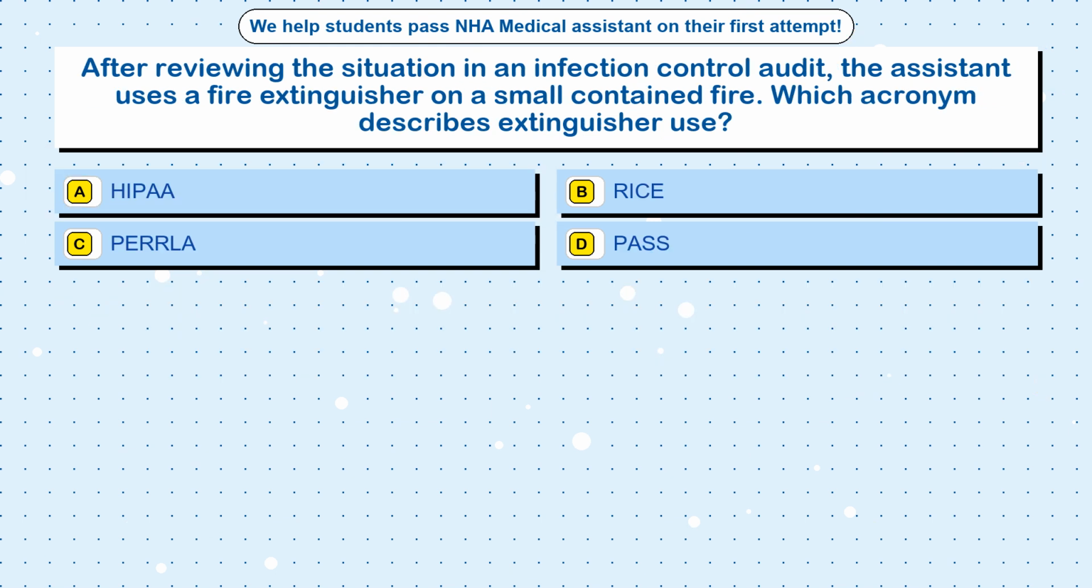Question 56. After reviewing the situation in an infection control audit, the assistant uses a fire extinguisher on a small contained fire. Which acronym describes extinguisher use? Option A, HIPAA. Option B, ARICE. Option C, PERLA. Option D, PASS.